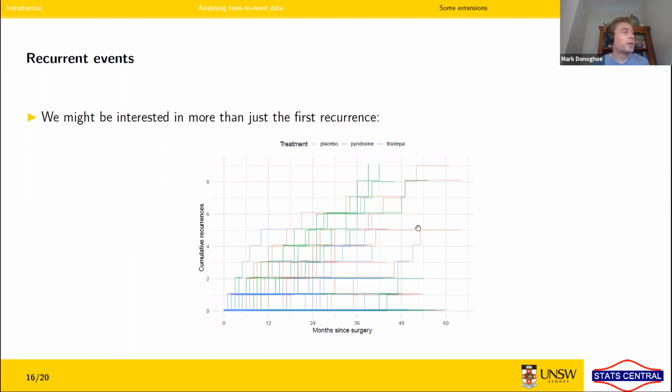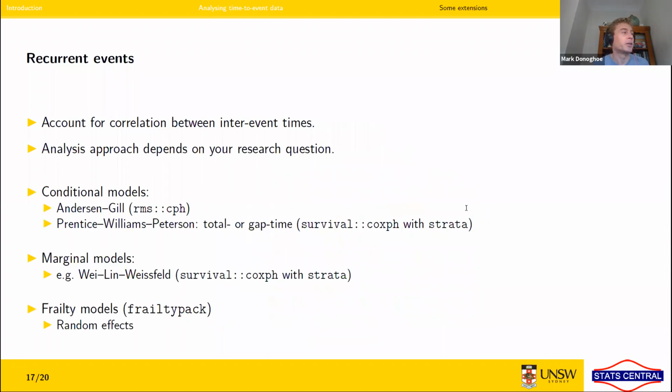Another situation that might happen is that individuals can have multiple events, and we might be interested in more than just the first recurrence. That's actually what happened in the clinical trial that we're interested in. We follow individuals over quite a long period of time. We don't stop after their first recurrence, and we actually see that quite a few of them have a large number of recurrences. We've got up to 9 recurrences for some people in the data set, and there's still a bunch with none at all. So we might be interested in more than just the first recurrence.